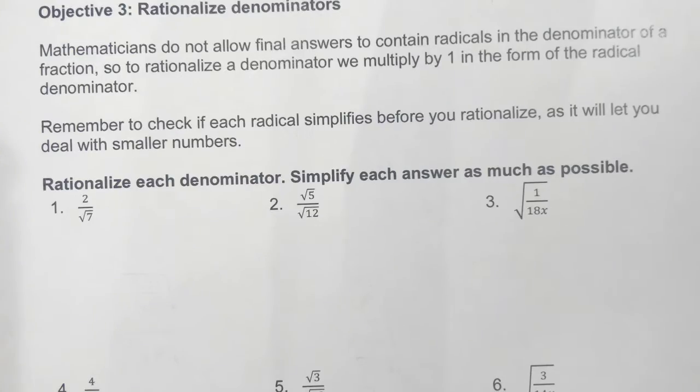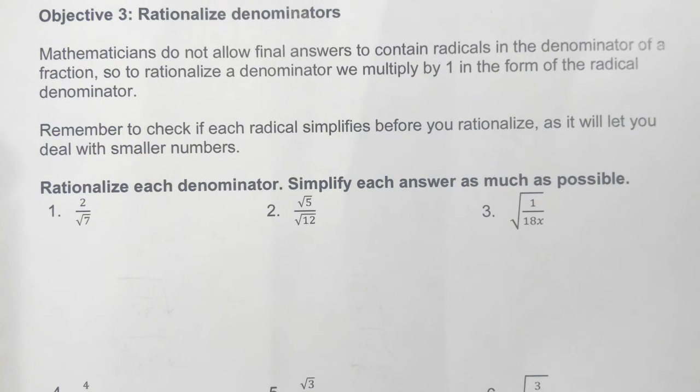On back, we're going to do what's called rationalizing the denominator. So mathematicians do not allow final answers to contain radicals in the denominator of a fraction. So to rationalize a denominator, we multiply by 1 in the form of the radical denominator. Remember to check if each radical simplifies before you rationalize, as it will let you deal with smaller numbers.